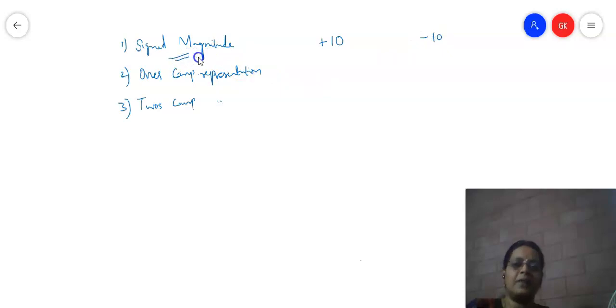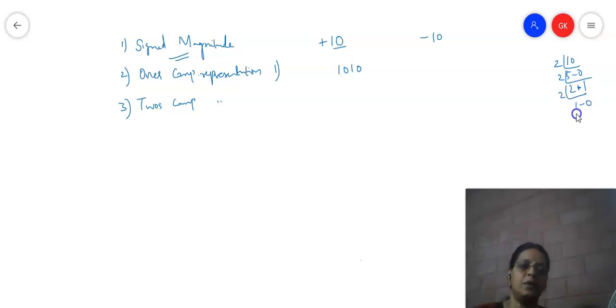Coming to the signed magnitude representation, first you take the binary equivalent of 10. The binary equivalent of 10 is 1010. I hope you all know how to convert a decimal number into binary. You do repeated division by 2: 5 twos are 10, the remainder is 0; 2 twos are 4, the remainder is 1; then 1 two is 2, the remainder is 0. You divide until the quotient becomes 0, and you collect all the remainders in this direction. So it is 1010, the binary equivalent.